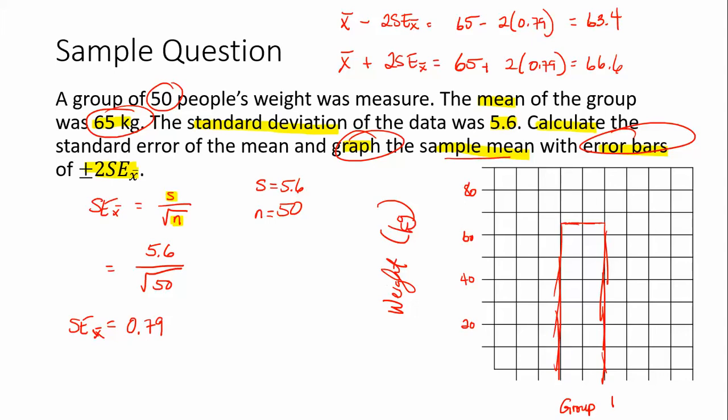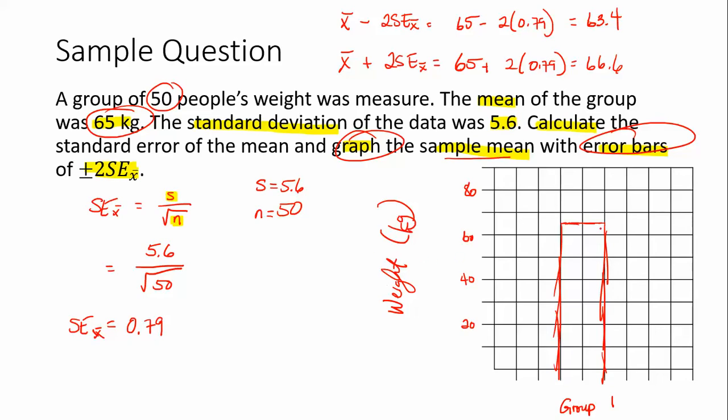Never be afraid if you're dealing with math to go back and look at the numbers and say, wait, does that make sense? Because if I'm trying to subtract something from 65, it shouldn't be a number bigger than 65. So that's just something to keep in mind. So I've got my mean plus 2 SEM, my mean minus 2 SEM, and now I need to add that onto my graph.